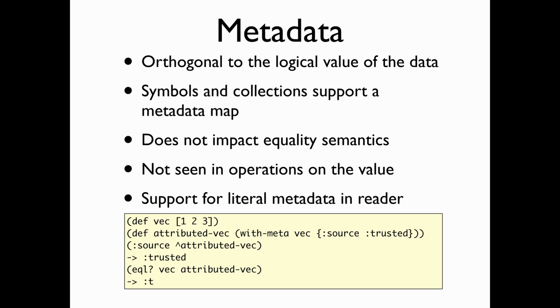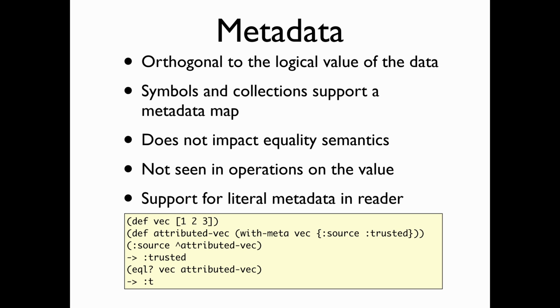And of course you can do it programmatically. Here's a vector: 1, 2, 3. I'm going to attribute that vector with metadata and add that trusted source map. So this attributed vec is the same value as the other vec, but it's got metadata on it. The caret here is a reader macro for meta. It just turns it into meta of attributed vec. So I'm saying, get me the metadata of the attributed vec.